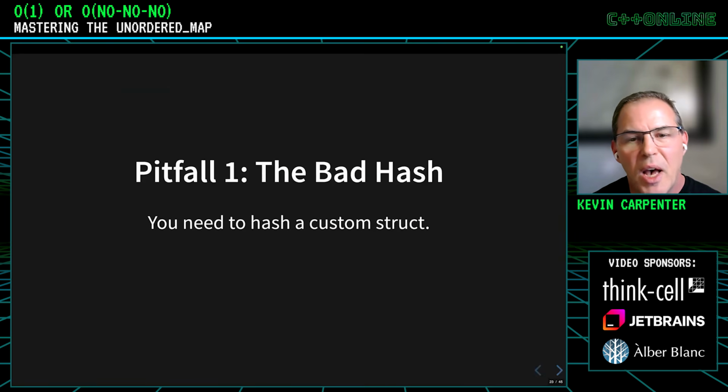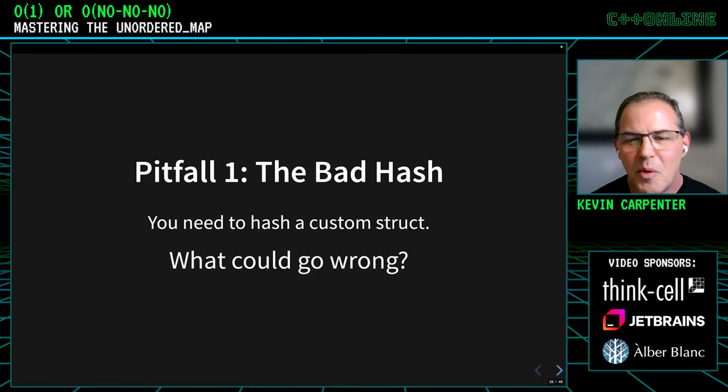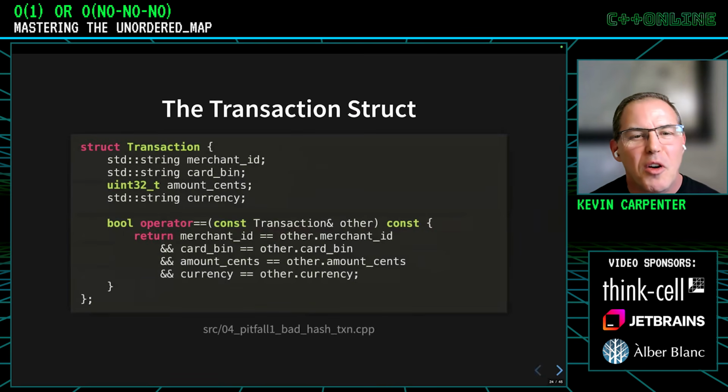So we'll start with the bad hash. So you need to hash a custom struct. What could possibly go wrong with that? So following along my credit card theme, this is a transaction struct, or at least a very basic example of one. And so we have 4 fields and we need to use this within our hash, and we'll use this transaction struct through the next few examples. So just take a look at it.